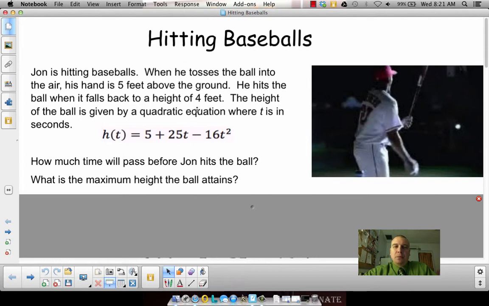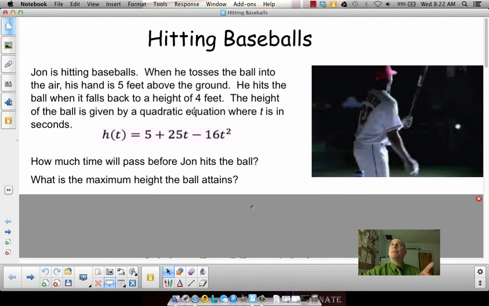John's hitting baseballs. When he tosses the ball into the air, his hand is 5 feet above the ground. So when he releases, it's up at 5 feet. He hits the ball when it falls back down to a height of 4 feet. The height of the ball is given by a quadratic equation where t is in seconds. So, this is not something that we haven't seen before. How much time will pass before John hits the ball? And what's the maximum height the ball attains?